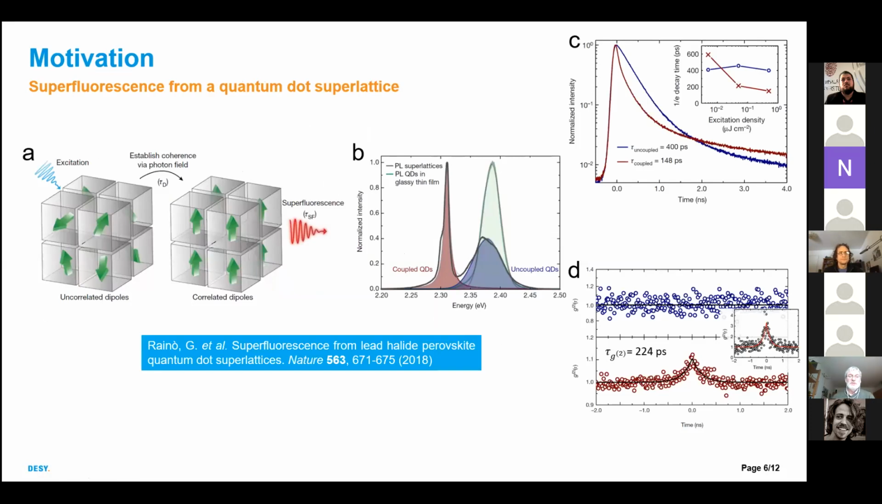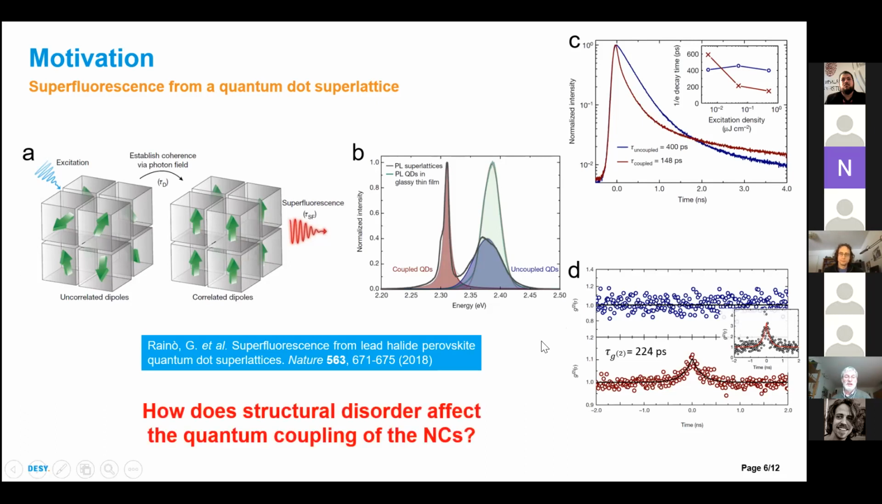Why were we interested specifically in these materials? Because there is some evidence that superfluorescence is observed in these lead halide perovskite quantum dot superlattices, which was studied by Henry Brown in an experiment with visible light, and this is of course quite interesting. And our question was, how does structural disorder affect the quantum coupling of the nanocrystals?